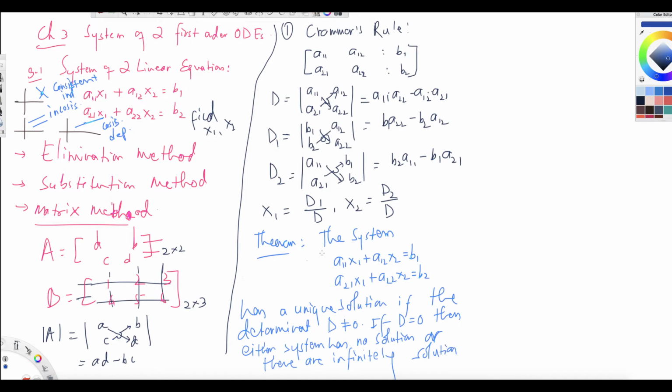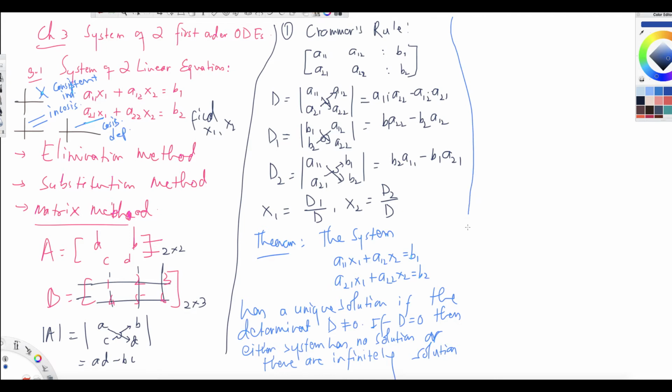So the theorem says that the system of linear equations has a unique solution if the determinant of the coefficients, that determinant D, is not equal to 0. This is how you can check if it has a unique solution. Unique solution means consistent and independent. When is this system consistent and independent? If the determinant D of the matrix of coefficients is non-zero. If D is 0, then either the system has no solution or there are infinitely many solutions. So this is called Cramer's rule.